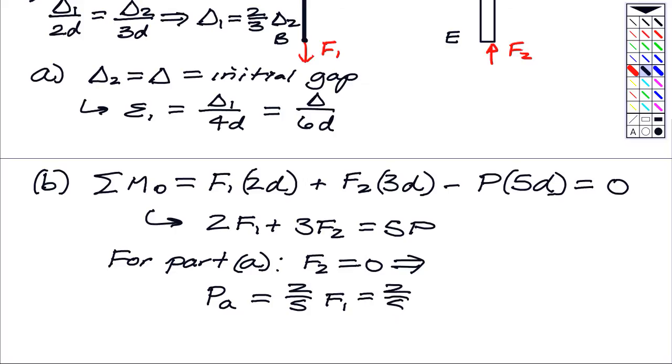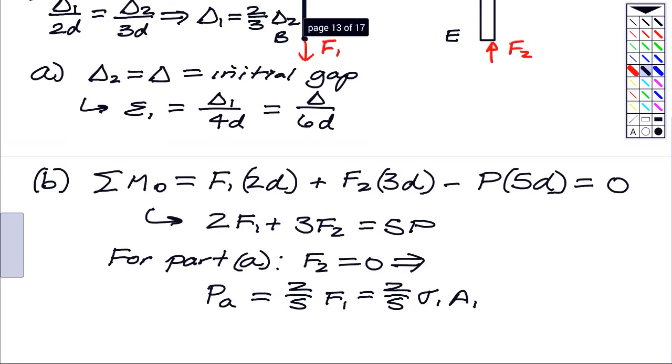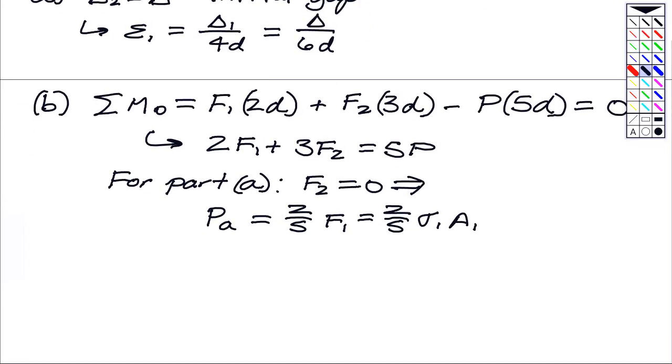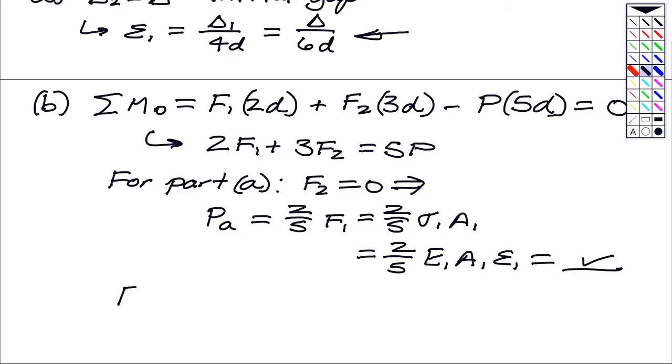F1, we know, is equal to sigma 1 times A1, the stress in 1 times the cross-sectional area of 1. And we know that this is equal to 2/5. Sigma 1 is E1 times epsilon 1, so this becomes E1 A1 epsilon 1. And from this, we have an answer because we are given E1 A1. We found epsilon 1 back up here in part A. Now let's move on to part B.